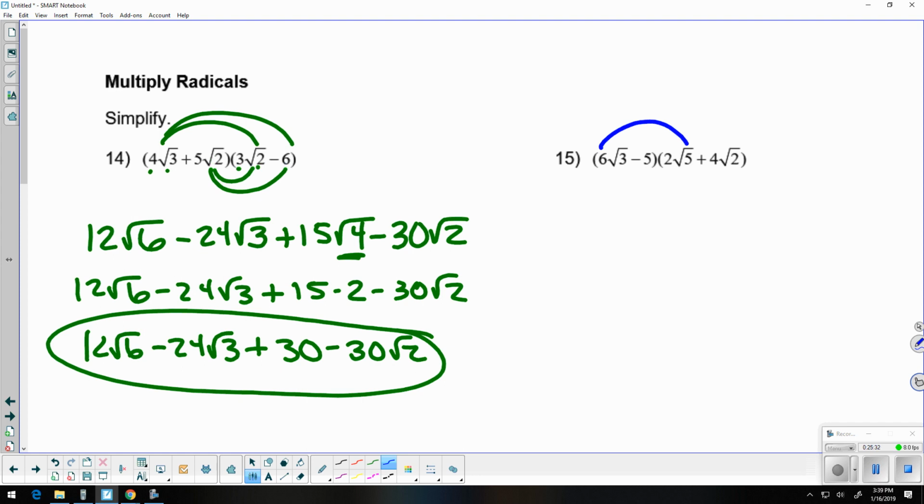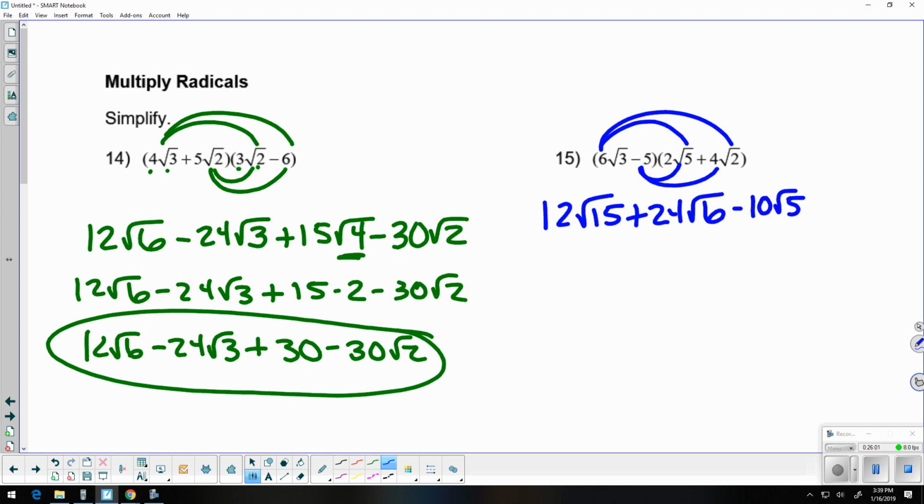So 6 square root 3 times 2 square root 5 makes this 12 square root 15. All right, double check my math: 6 times 2, square root 3, square root 5. Okay. The next one is going to be 24 square root 6. So again, 6 times 4, and then multiplying the radicals, square root 3, square root 2. Inner: these middle terms here would be minus 10 square root 5. And the last ones that we have would be minus 20 square root 2.